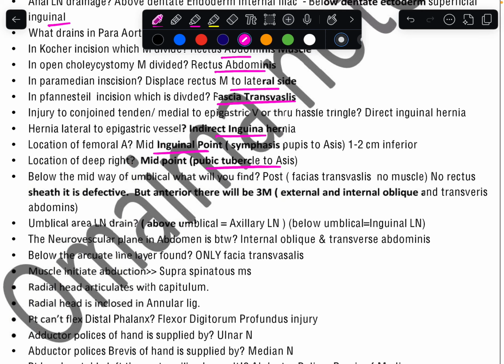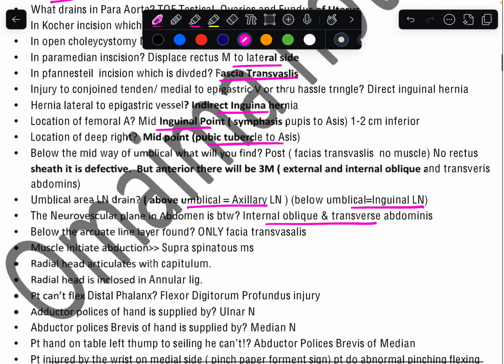Below the umbilicus, what will you find? Posterior, no rectus sheath. Umbilical area lymphatic drainage: above is axillary lymph nodes, below is inguinal lymph nodes. Neurovascular plane of the abdomen is between internal oblique and transversus abdominis. Below the arcuate line, only transversalis fascia is found.